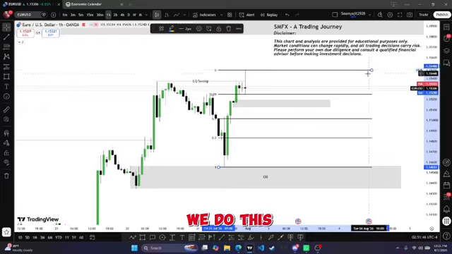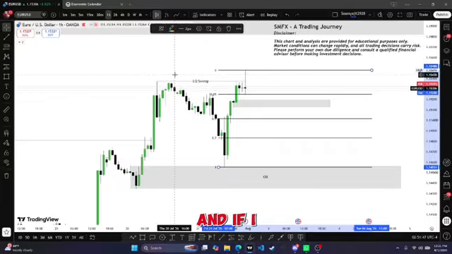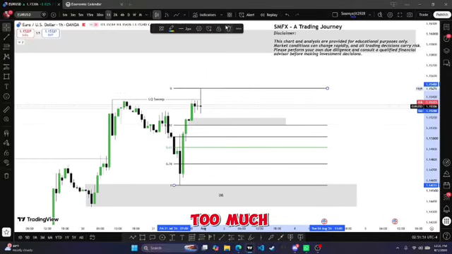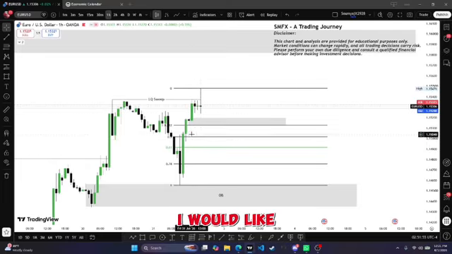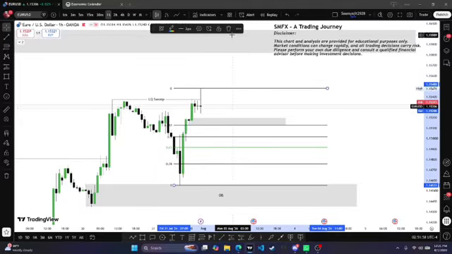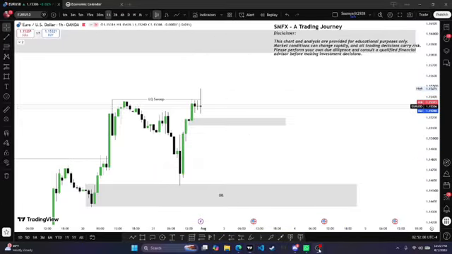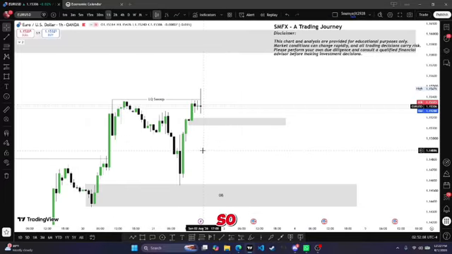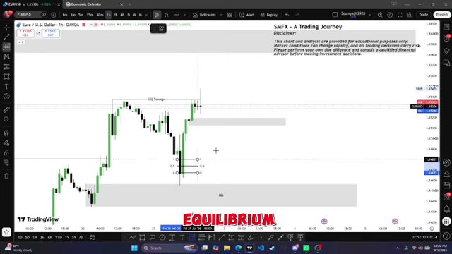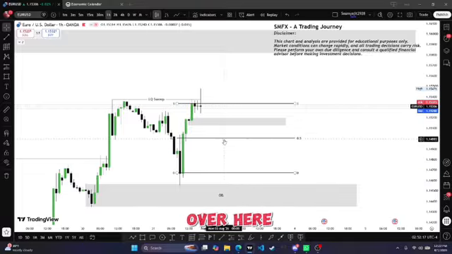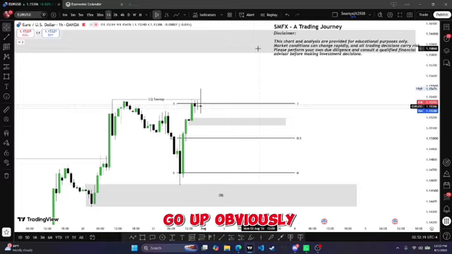If we do this like that, and if I take this, we can see it is like 32%. So it's not too much. So I would like to see a buy from this particular zone. Wait a second. Okay. All right. And then we have this area. If we do equilibrium, it will be like this. If it reacts over here, then that is good. It can go up, obviously.